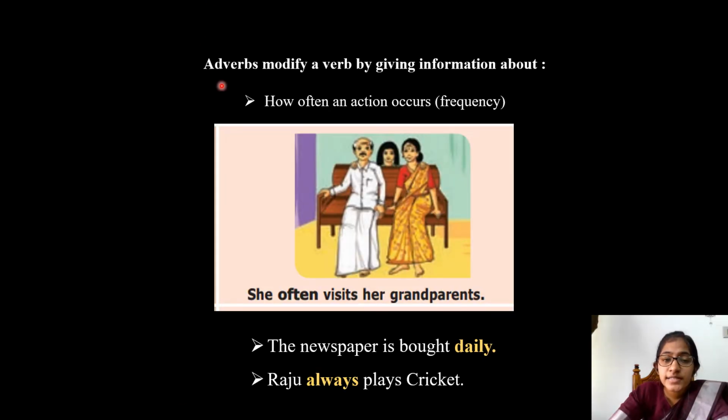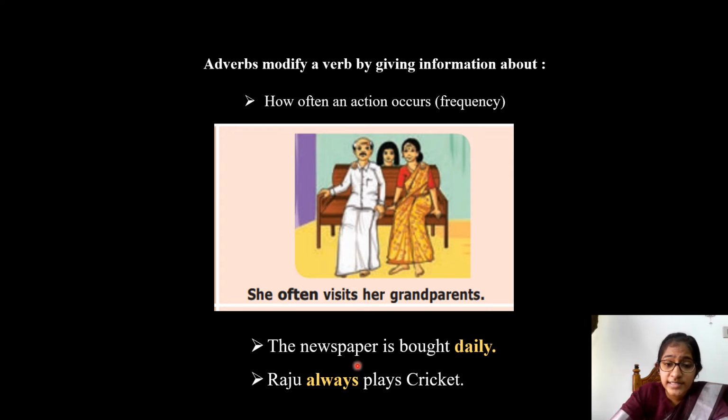The next point is: adverbs modify a verb by giving information about how often an action occurs. That is the frequency. In this picture, you can see the grandparents and a girl, Joy, who often visits her grandparents. Often is how often an action occurs, that is a frequency. How often does she visit her grandparents? She often visits her grandparents.